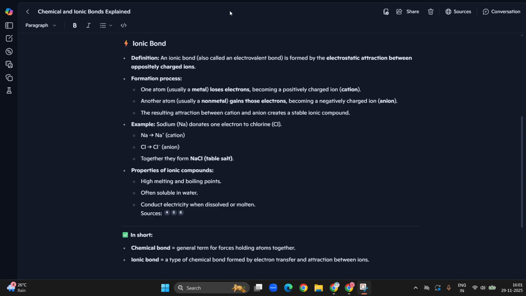Properties of ionic bonds. These bonds have high melting and boiling points, and are often soluble in water. They conduct electricity when dissolved or molten, but do not conduct electricity when solid. So, in short, chemical bond is a general term for forces holding atoms together, and an ionic bond is a type of chemical bond formed by electron transfer and attraction between ions.